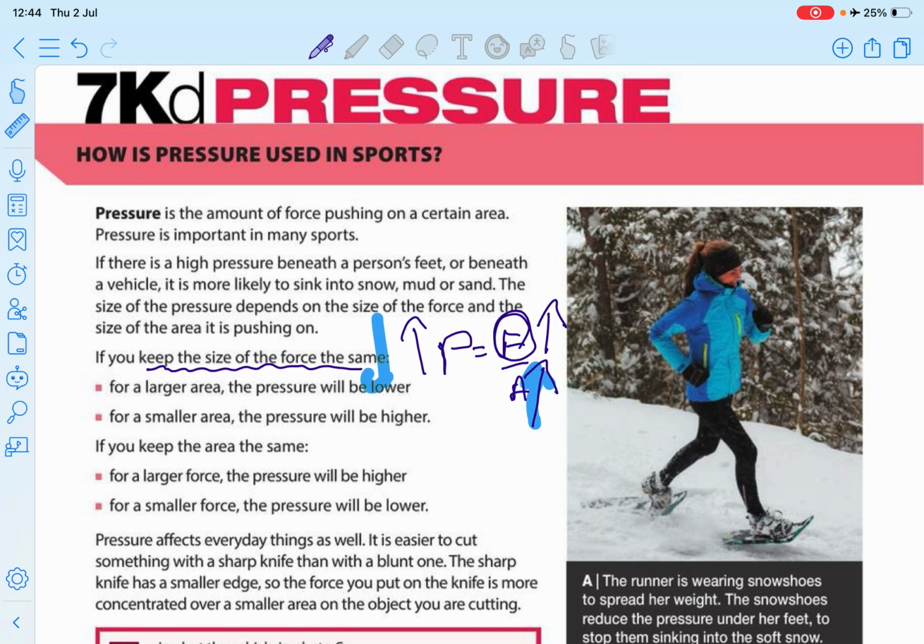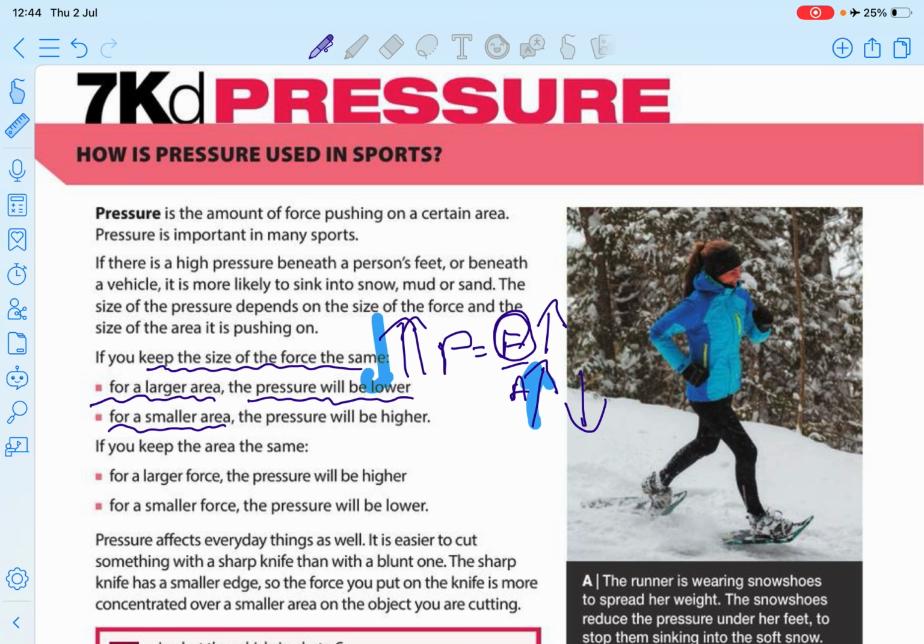If area increases, pressure should decrease. Here, for a larger area, pressure will be low. So vice versa, what happens to a small area? Pressure will be high. For a small area, pressure will be high. There is an inverse relationship, right?